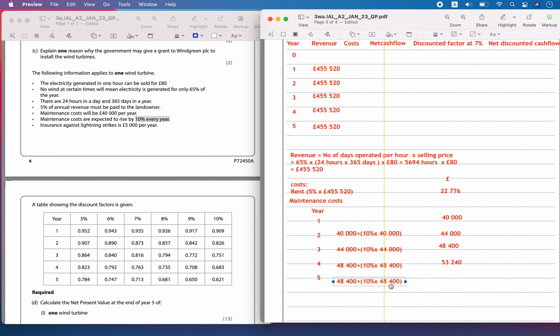And then for the fifth year, you have 10% of 53,240 plus 53,240. So that is going to be equal to 58,564.